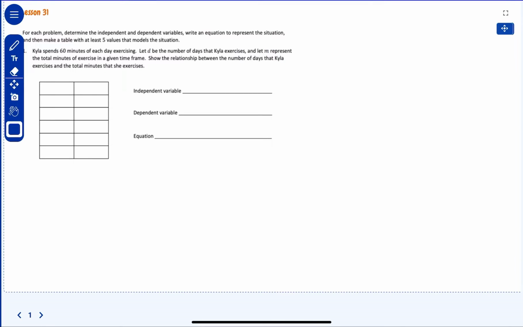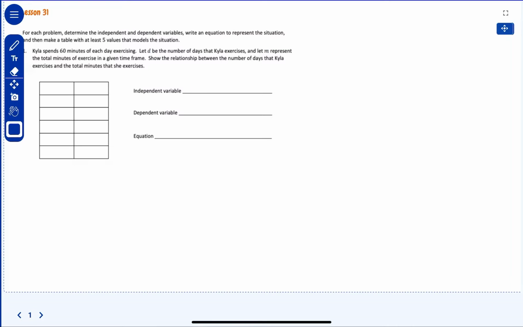Math 6, Module 4, Lesson 31 says, for each problem, determine the independent and dependent variables, write an equation to represent the situation, and then make a table with at least 5 values that model the situation. Now, for dependent and independent variables, how do you determine which one is which? What does independent mean? It can be by itself, right? But dependent means it relies on something else.